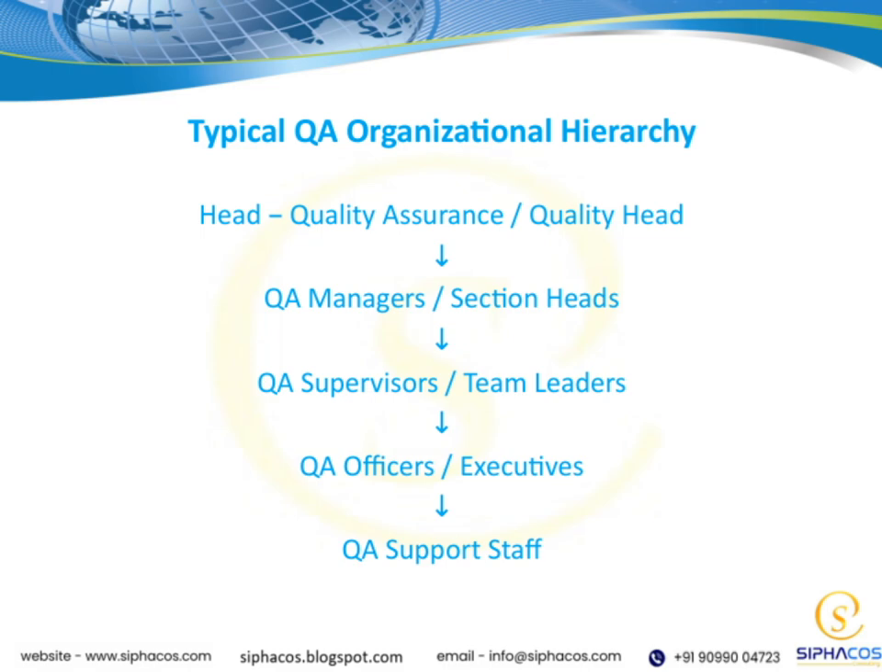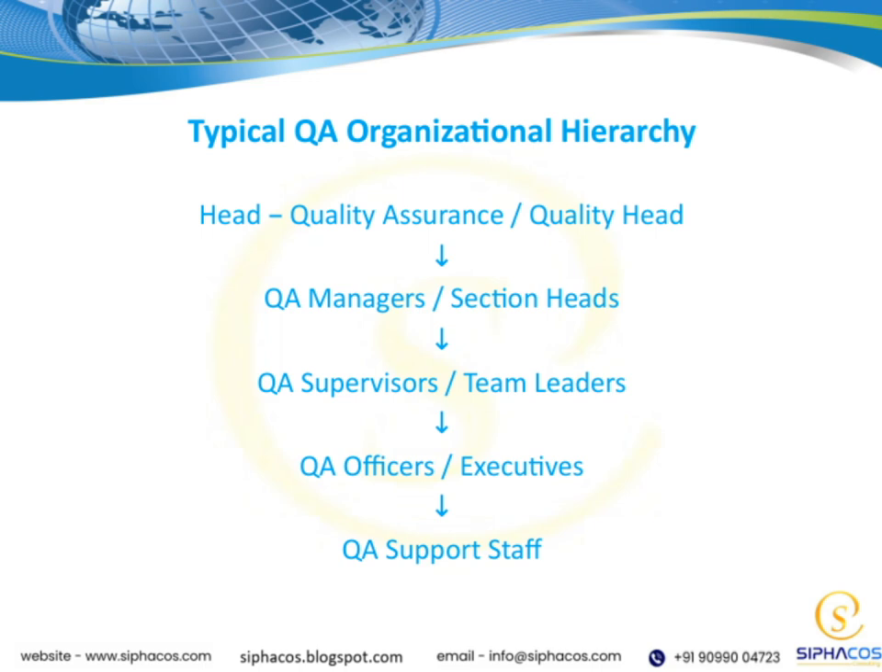Next, we have QA supervisors or team leaders. These individuals are on the ground, directly supervising the QA officers and ensuring day-to-day operations run smoothly. Below them are QA officers or executives. They execute the quality checks, inspections, and testing procedures, playing a vital role in maintaining product or service quality. Finally, at the support level, there are QA support staff. These team members assist with administrative tasks, data collection, and other supporting activities that keep the QA function running efficiently.